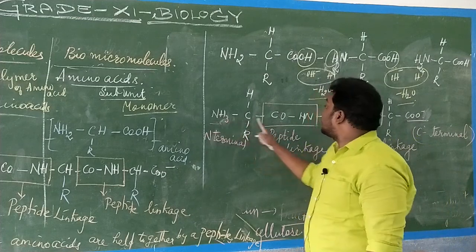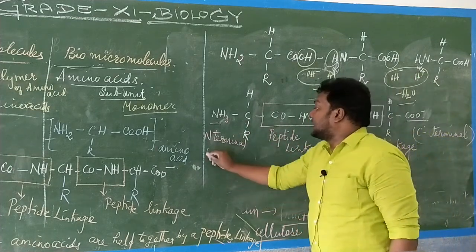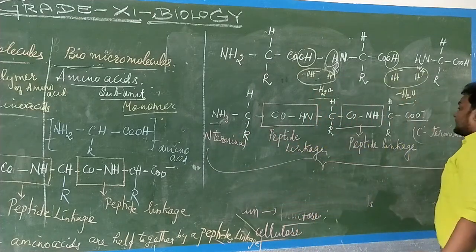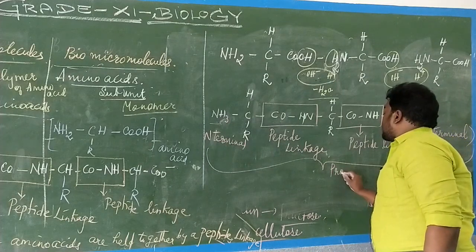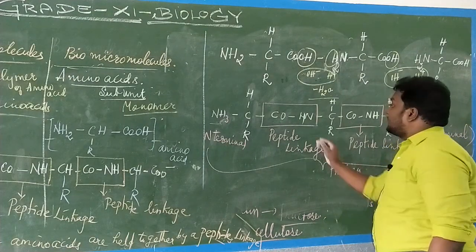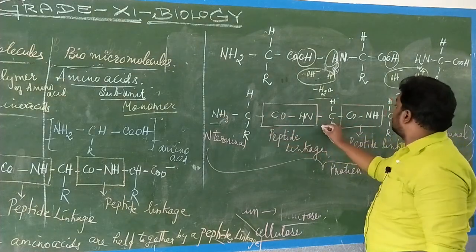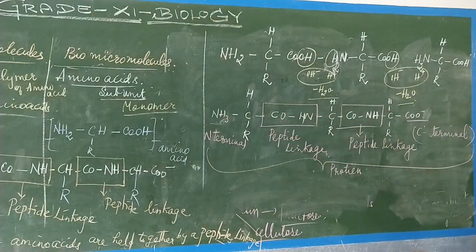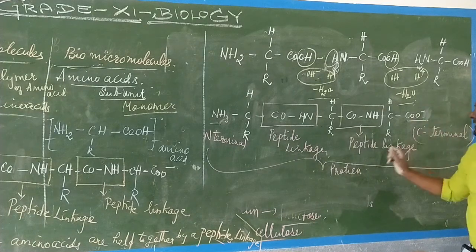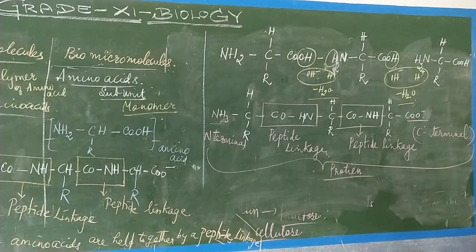So this entire structure is nothing but a protein, and this protein is made up of amino acids. How many amino acids? 1, 2, 3 amino acids are present. So 3 monomer units have combined together, giving rise to the formation of a polymeric structure. That polymer is nothing but a protein.